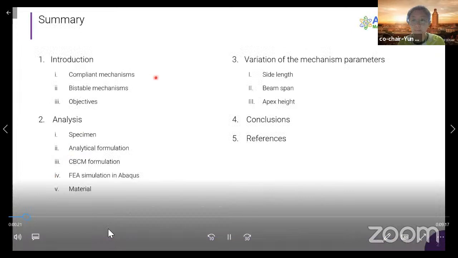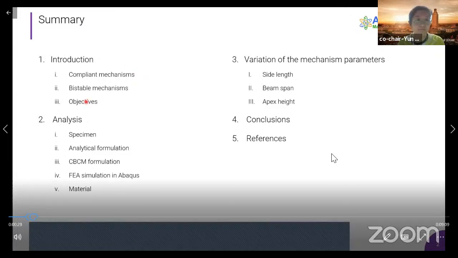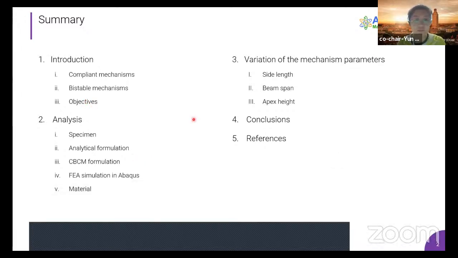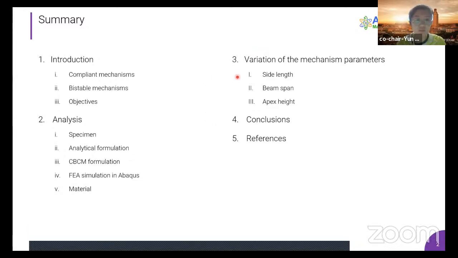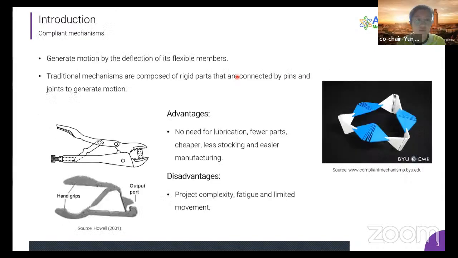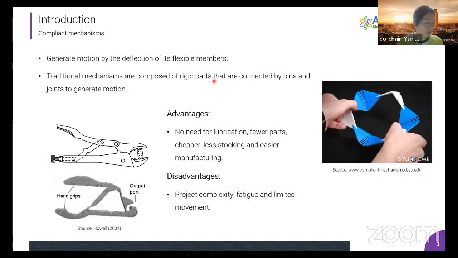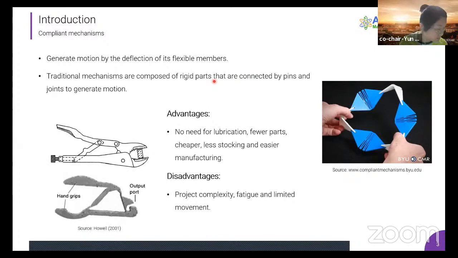This is the summary of the presentation. First, I'll do an introduction on compliant mechanisms, bistable mechanisms, and the objectives of this work. Then I'll talk about the analysis part, where I'll show the analytical and numerical methods that I use to simulate the mechanism. And then I'll show the results of the variation of the mechanism's parameters that we obtained, and finally the conclusions and references.